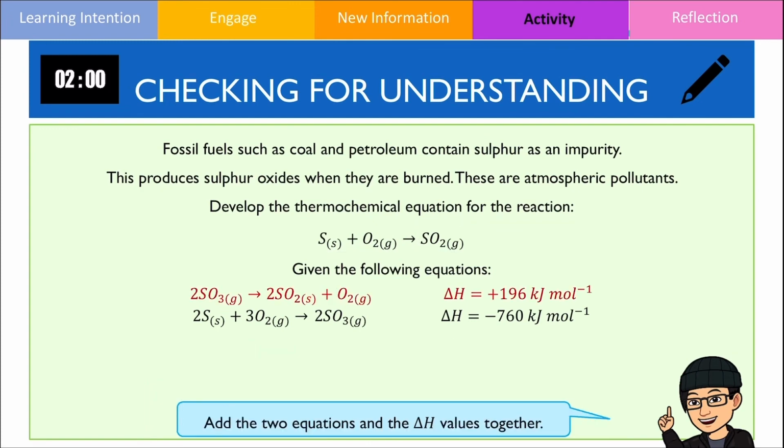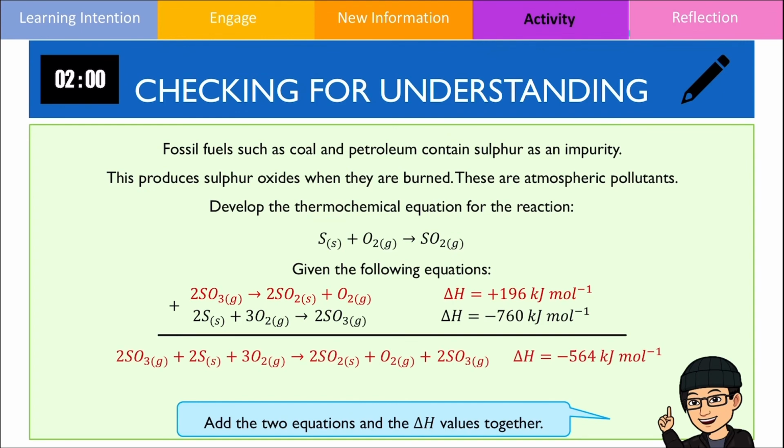From this point onwards, what I'm going to do now is add these two equations together. By adding these two equations, you should be able to get this as an answer, and then you should be able to cancel out the SO3s from both sides of the equation as well as oxygen as well. Your simplified equation should now look like this.